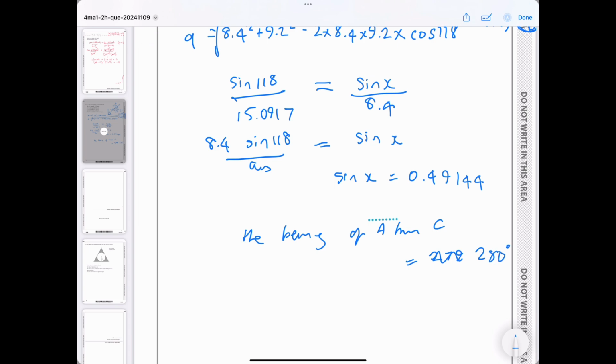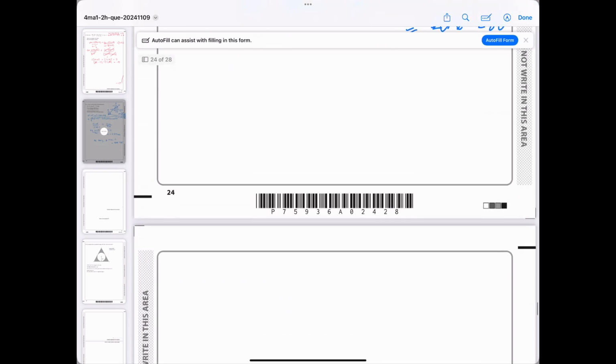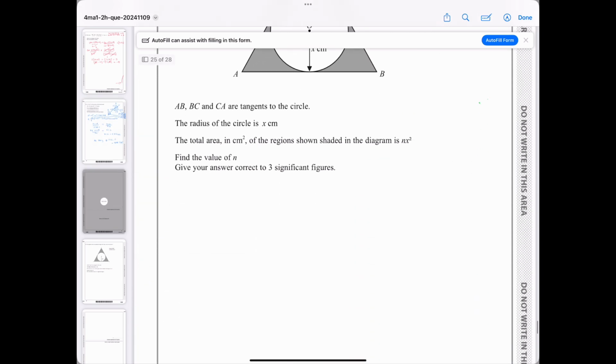I hope that's right. There is so much room for going wrong with this. That's what's hilarious. It's 6 marks.